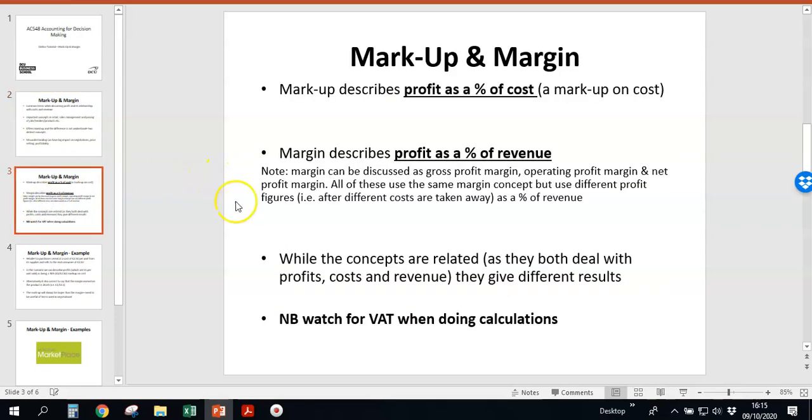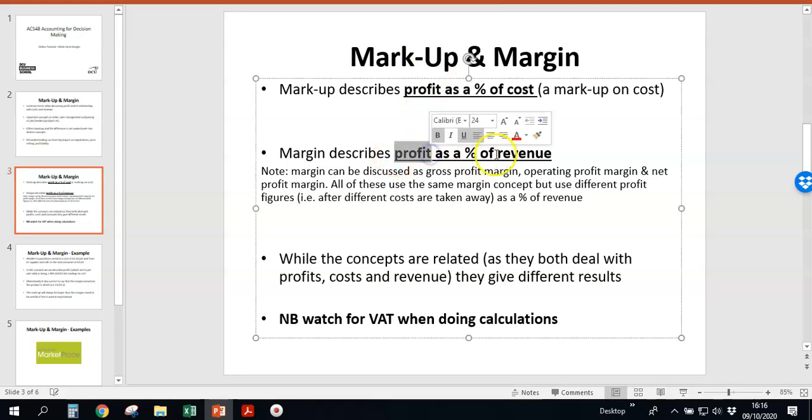So what the formulas are: markup is profit as a percentage of cost. You get your profit by taking the revenue minus the cost, and then you put that profit as a percentage of cost, i.e. it's a markup on cost. You're marking up your cost to get your price. Margin, on the other hand, is profit as a percentage of revenue. So you get your profit and divide it by revenue. That will tell you what percentage of revenue you're turning into profit.